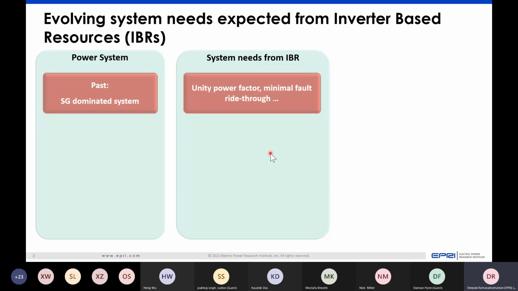The service is evolving. Initially, when we had the synchronous generator-dominated system, the expectation from an inverter-based resource, or an IBR, as I will refer to in this presentation, was pretty much unity power factor, minimum fault ride-through. If an event occurs on the system, either disconnect or don't do anything because the rest of the system will handle it. So don't be a nuisance on the system when an event occurs, and just provide the active power that you want to provide and do nothing else.